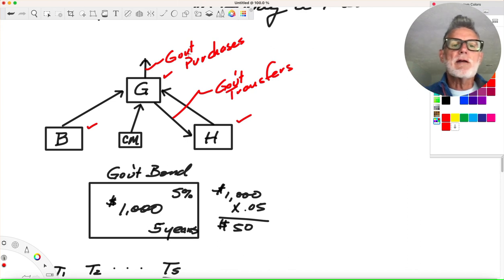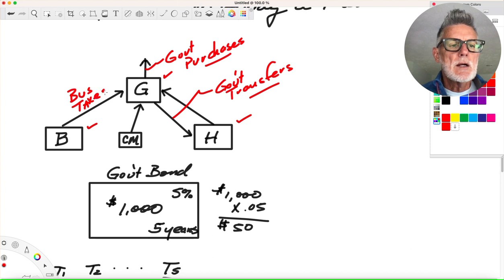Now, how does the government finance its purchases and its transfers? That becomes the question. Well, one way is with business taxes. So business taxes are a way the government can do that. Now, we studied this way back in Unit 1, we know that businesses really ultimately can't be taxed.